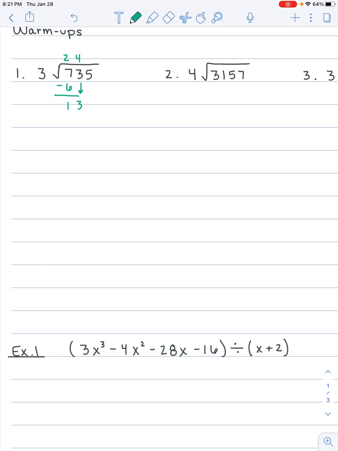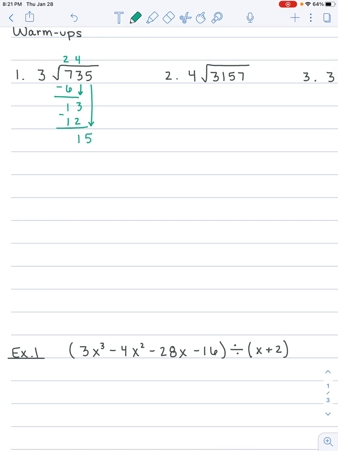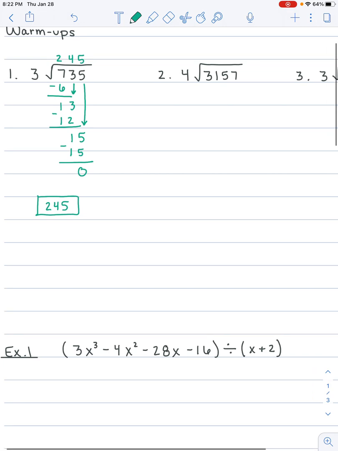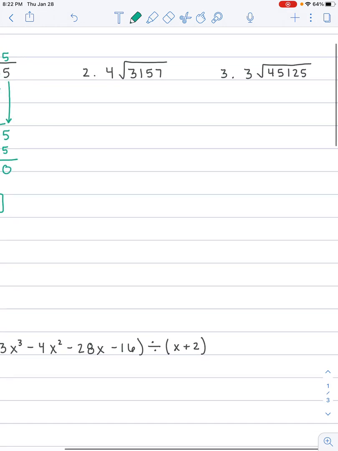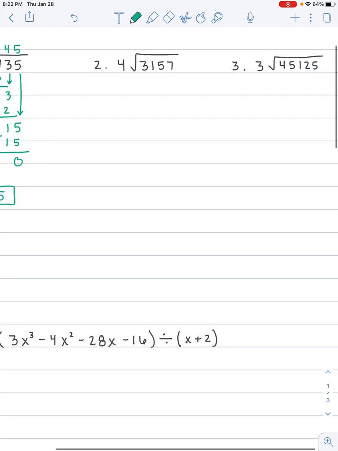And you're asking yourself, how many times does 3 go into 13? Well, 3 can go into 13 four times. 3 times 4 is 12. Subtract them. I get 1. Drop down the next thing, and you get 5. How many times does 3 go into 15? Well, it goes in 5 times. 15. So you have a remainder of 0. So my answer would be 245. Okay, let's try another one.